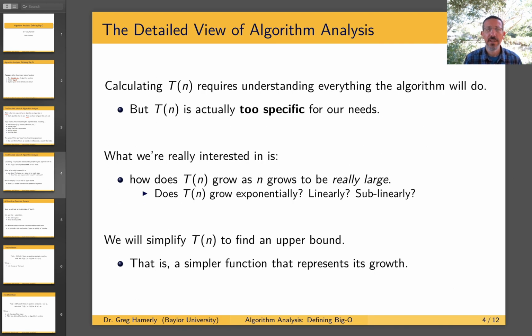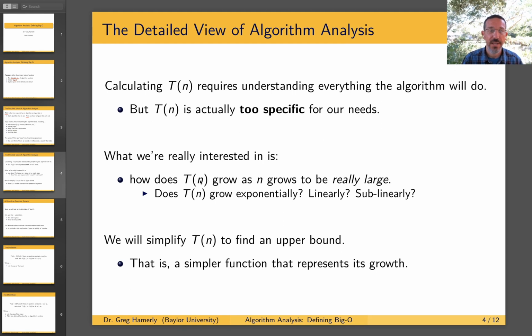Now, calculating T of n, as I mentioned, requires going from the algorithm to a functional definition of T of n, and it requires understanding everything that the algorithm is going to do, but it's actually too much. It's too specific for our needs, but it's a starting point. So T of n is too specific, meaning that it provides too much information, and so we need to distill that information into something simpler.